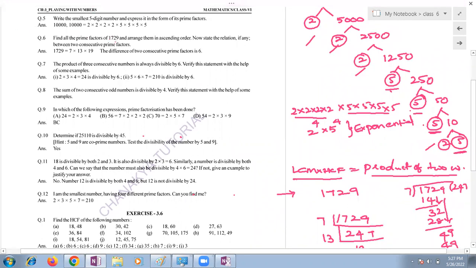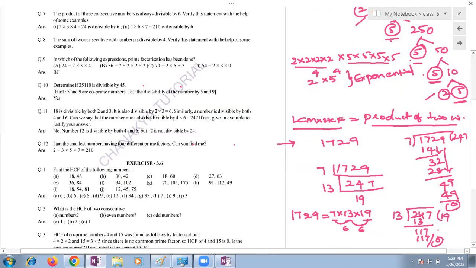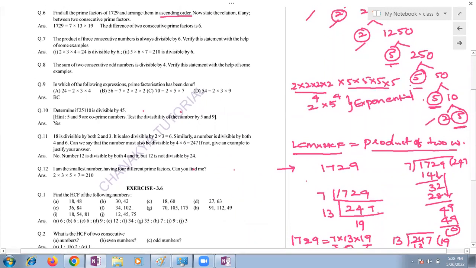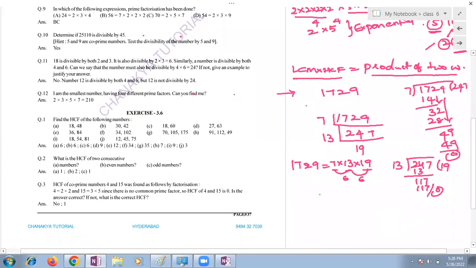Find the prime factors of 1729 and arrange them in ascending order. If I arrange them in ascending order: 7, 13, 19. Next. Now state the relation, if any, between two consecutive prime numbers. So we are expressing it as a product of prime numbers and arranging the factors in ascending order. What relation can you observe here? Just now we saw. What relation are you observing here?